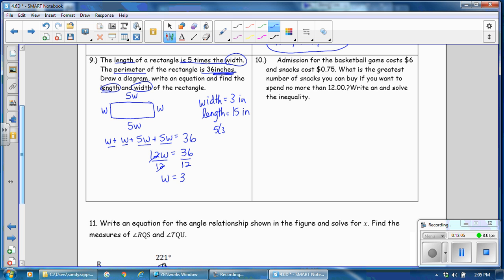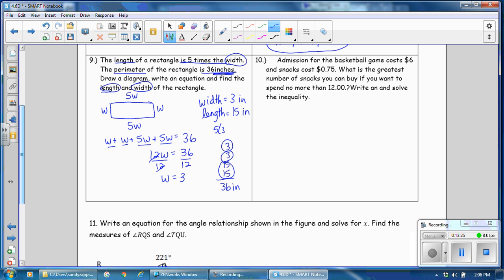You can double check to make sure that's correct by adding those numbers together and making sure you get 36. So the width plus the width plus the length plus the length, and that should equal 36. So that's 30, 33, 36. That is correct. Number 10.